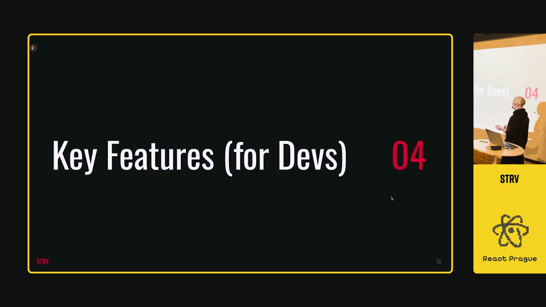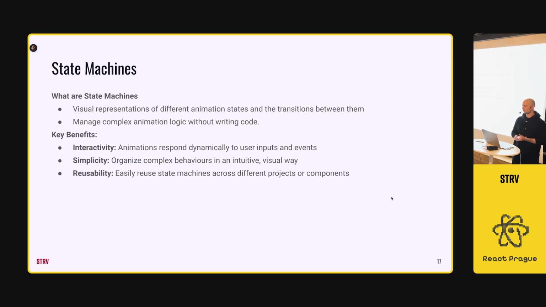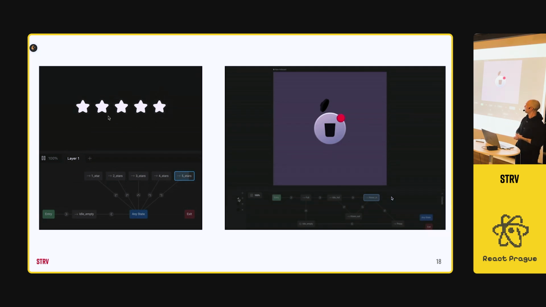But what are the key features for us, the developers? First of them is state machine. State machine is an environment where you can manage all your animations without coding. You can also add states, trigger events, etc. In the left example, the state machine triggers a certain animation based on which star is pressed. In the right one, the animation starts when the input state changes.